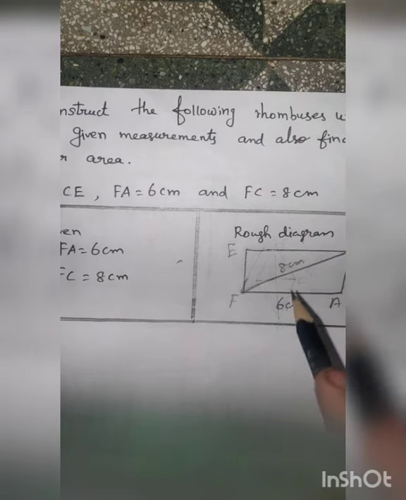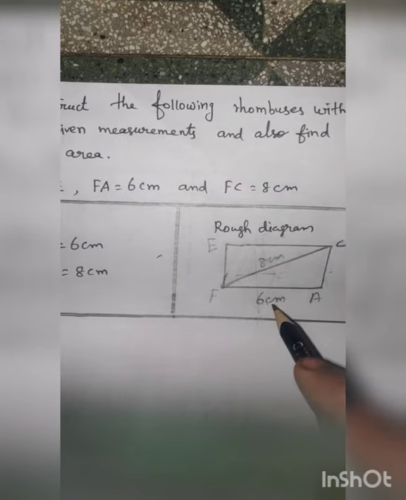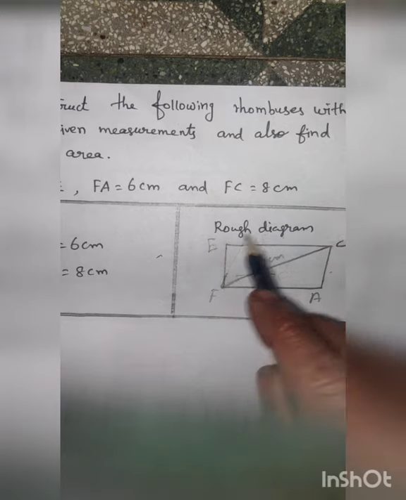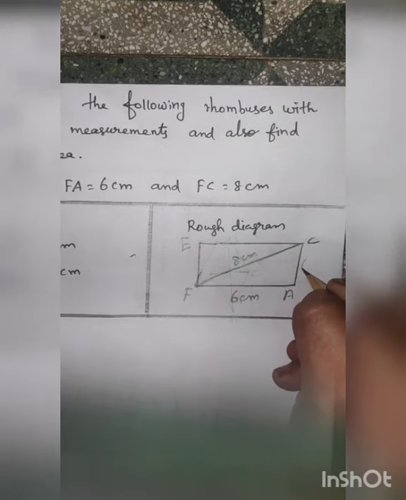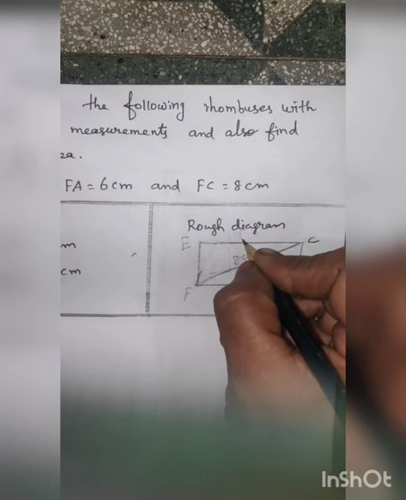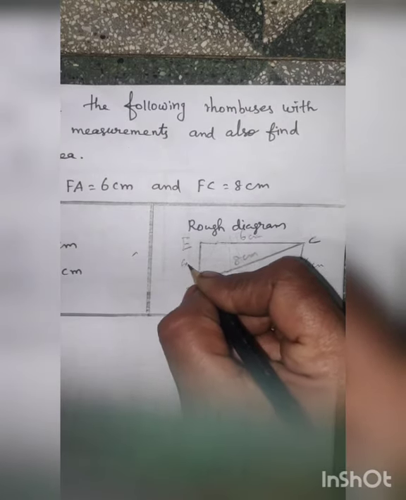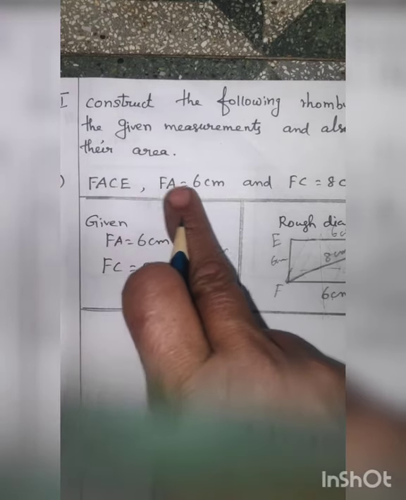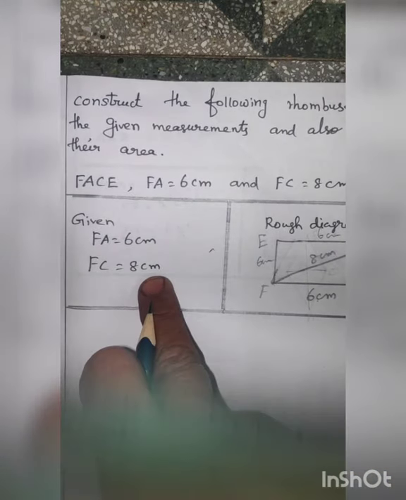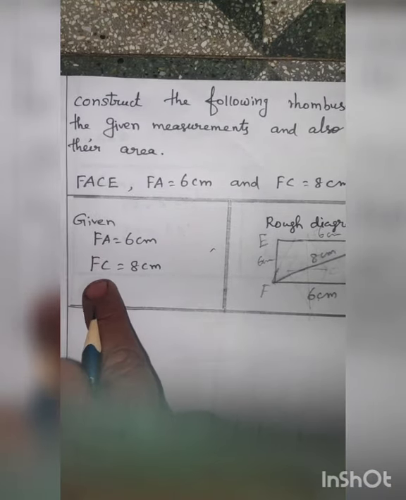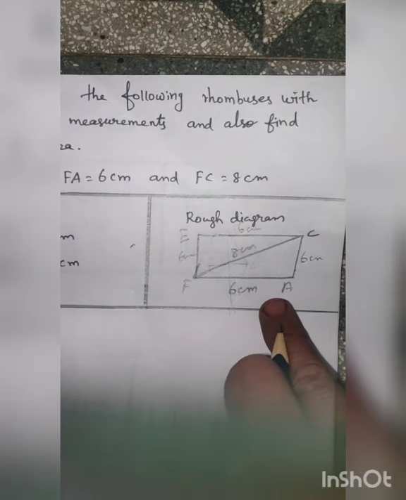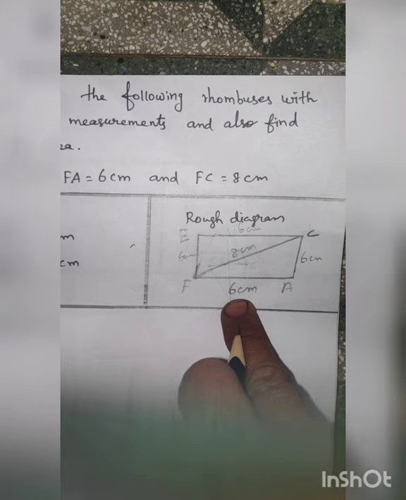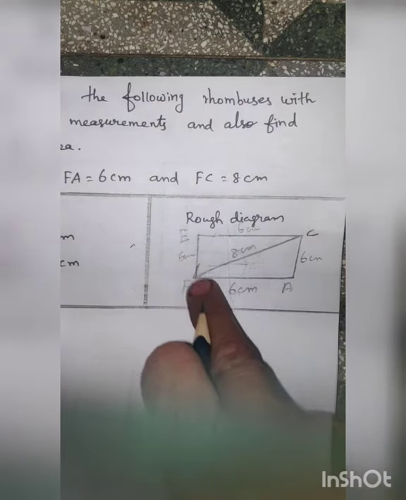What is the meaning of equal? Here 6 centimeter means all its sides are the same length. So here you write 6 centimeter, 6 centimeter, 6 centimeter. Now, what is the given value? FC equal to 8 centimeter. Draw the rough diagram. FA equal to 6 centimeter is already given. All sides are equal only.